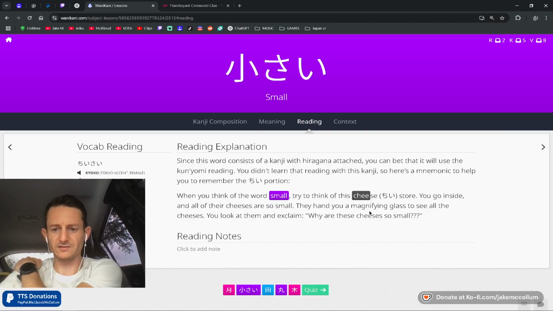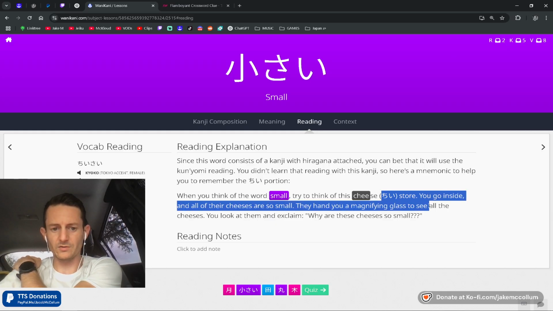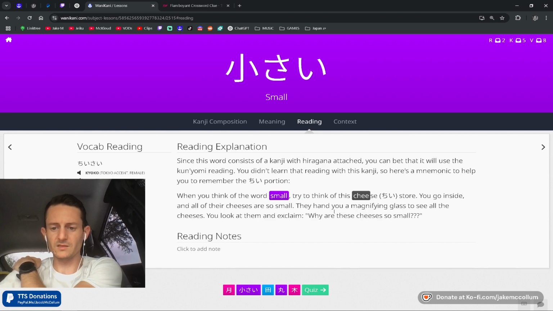Try to think of this cheese when you go inside and all their cheeses are small. They hand you a magnifying glass to see all of the cheeses. You look at them and examine, why are these cheeses so small? Okay.